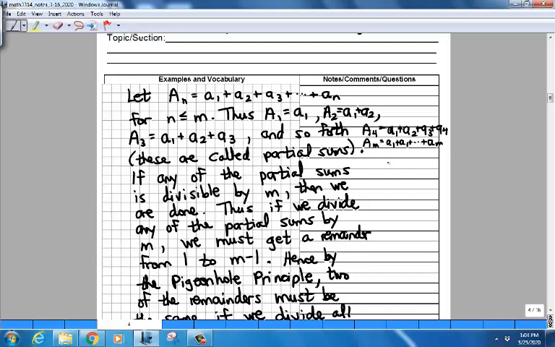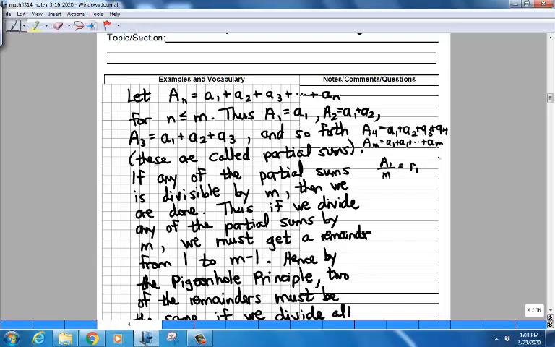All right. So what I'm going to do now is divide all of these partial sums by m. Again, we assume that none of them is exactly divisible by m, because if one of them were, we would already have found what we're looking for. So I'm going to divide a sub 1 by m. If this is not divisible by m, that means I have to get a remainder that's not 0. So let's call this remainder r sub 1.